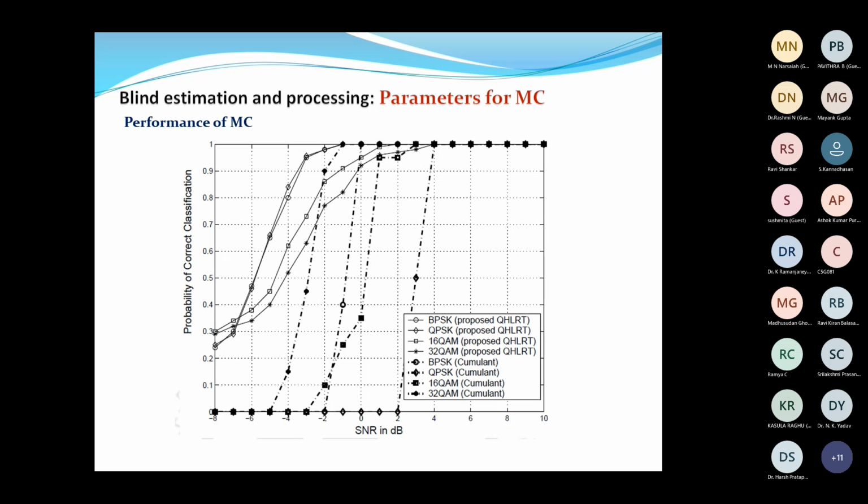Performance of the modulation classification is measured by the probability of correct classification against SNR values. In these results, we have shown the results obtained for different modulations, BPSK, QPSK, 16 QAM, and 32 QAM, against the results for the cumulant-based methods, which are one of the feature-based methods for the same modulations. So the results are very encouraging. We have seen that the results are much better in lower SNR regions, and this is the main advantage of this particular blind estimation method used for this communication intelligence block for blind demodulation.